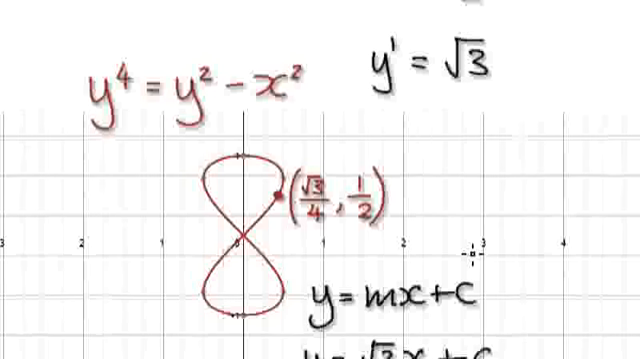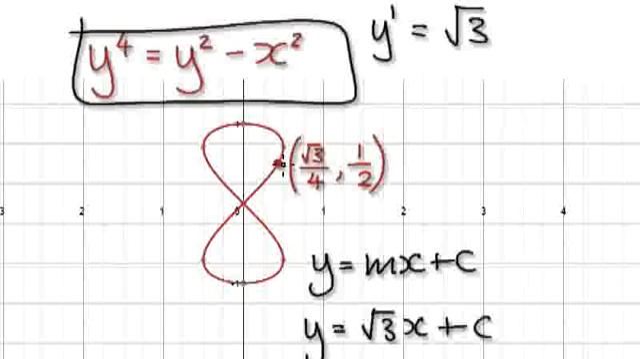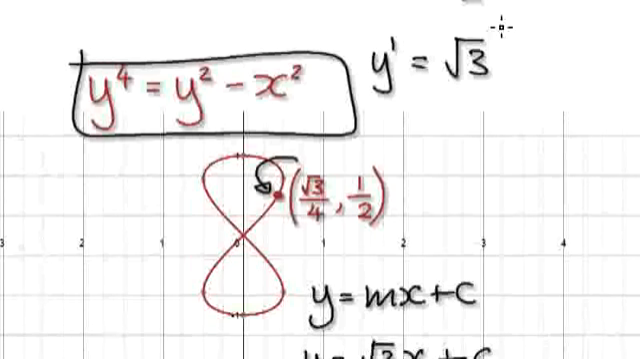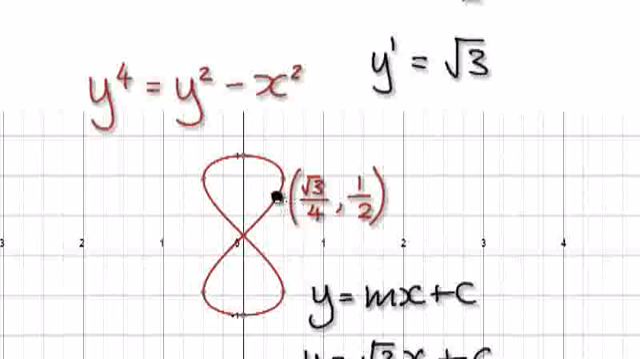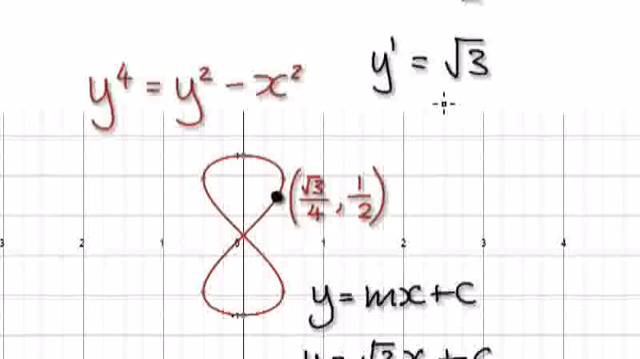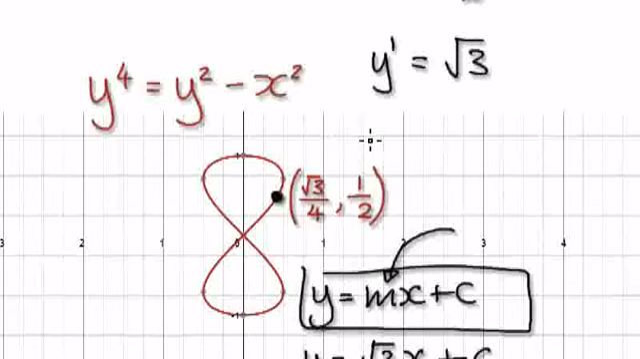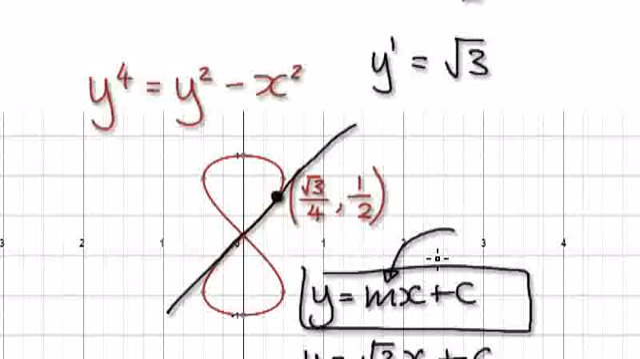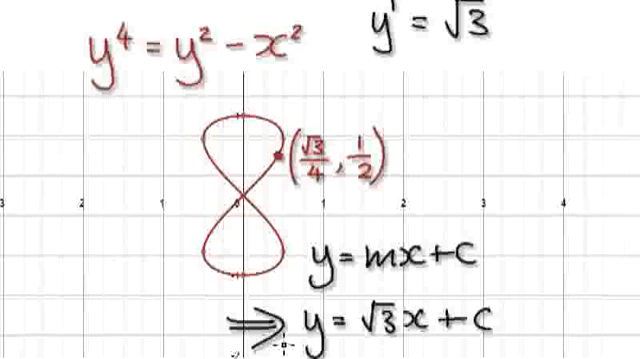So going back to our original diagram, we now know the gradient at this point. Y prime equals root 3, which is this bit here. The gradient at this point turns out to be root 3. So now we can put the root 3 into this m here. Remember, this is our equation of a straight line. Now that we know the gradient is root 3, we can put it into here. That will then take us to this stage.